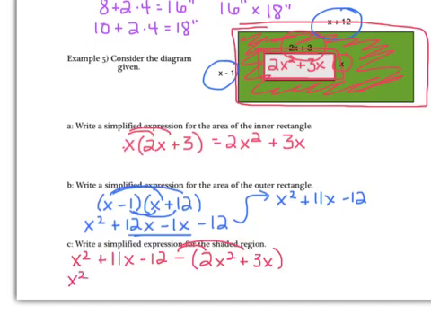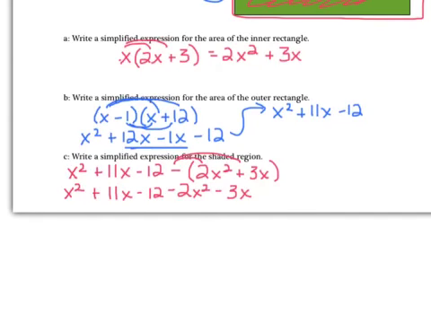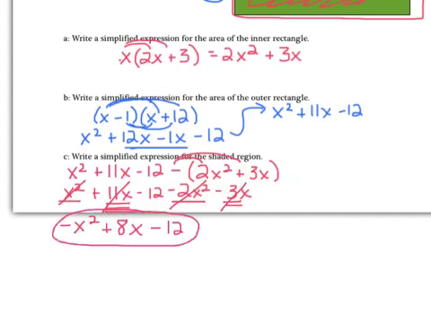So x squared plus 11x minus 12, and then minus 2x squared and minus 3x. Let's combine whatever like terms we have. So I have x squared and negative 2x squared. So 1 plus negative 2 is negative 1x squared. 11x and negative 3x would give me 8x. So I took care of those. And then I just have a negative 12 left. So final answer for the shaded region would be negative x squared plus 8x minus 12.